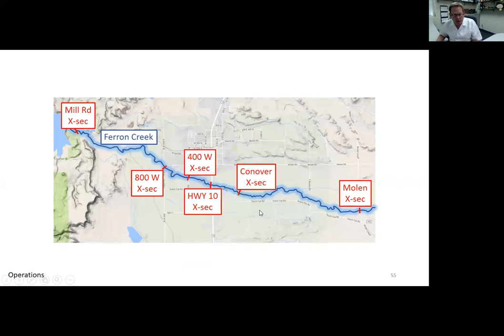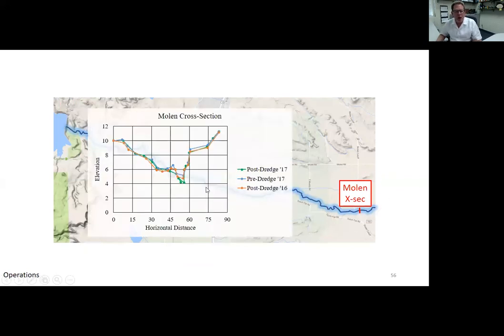Was there any deposition downstream? Let's take a look at the Rollin cross-section. Here we have a post-dredge, pre-dredge, post-dredge. There was no deposition.